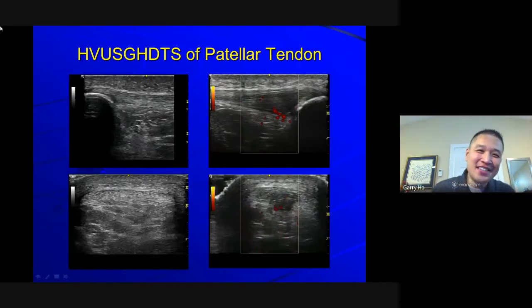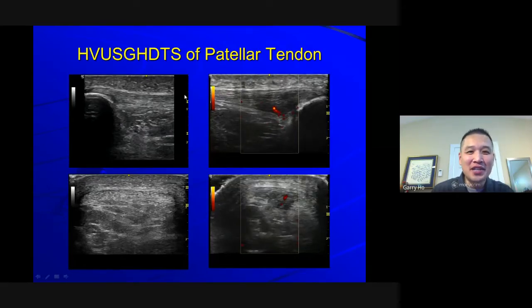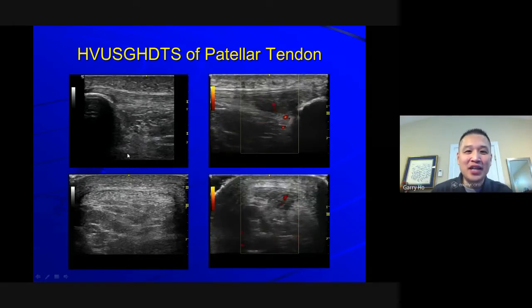So here's the hyperechoic line or signature of the distal patellar pole here. Here's the patellar tendon. You can see that the patellar tendon has that compact fibrillar echogenic appearance here, and it's relatively uniform in thickness all throughout, and is overlying the Hoffa's fat pad here.